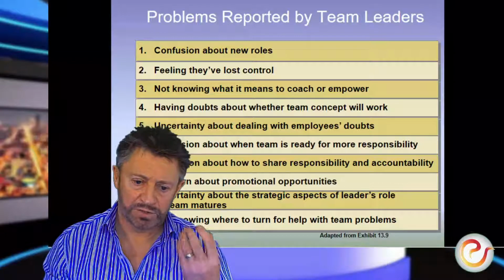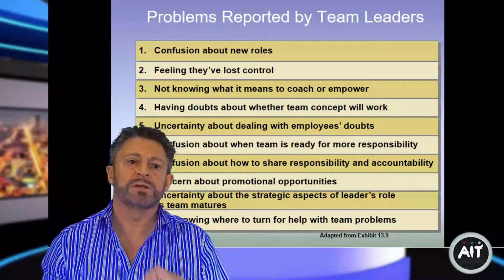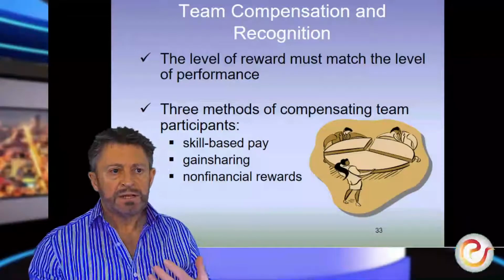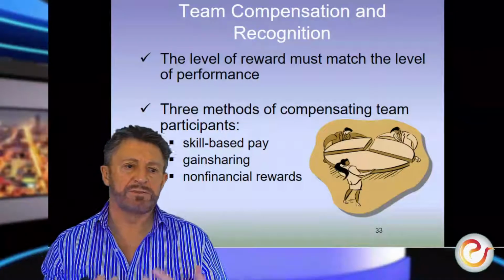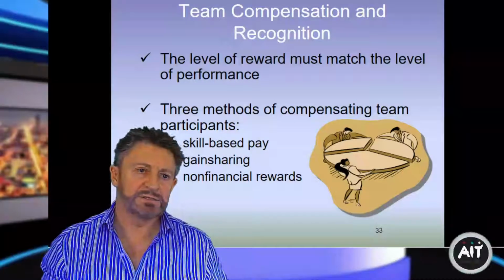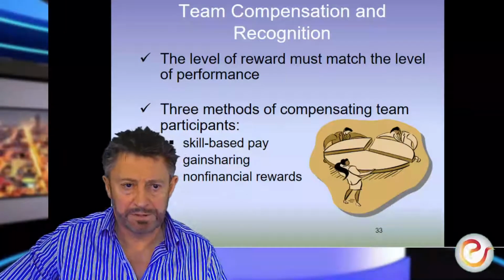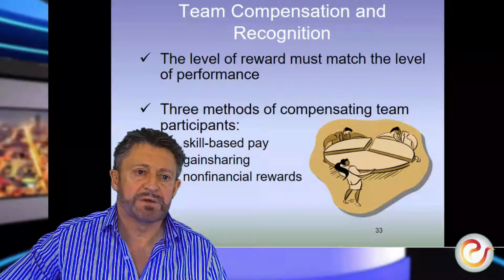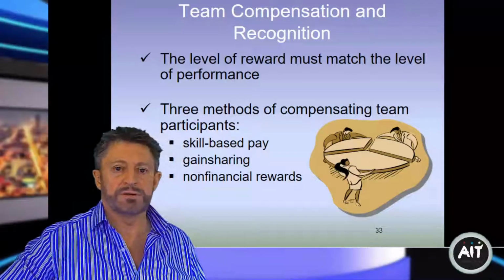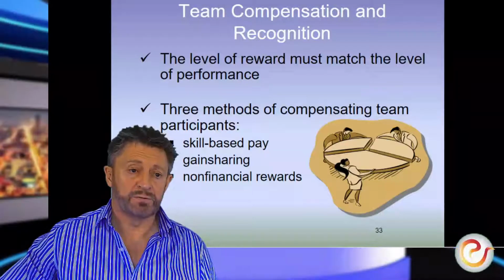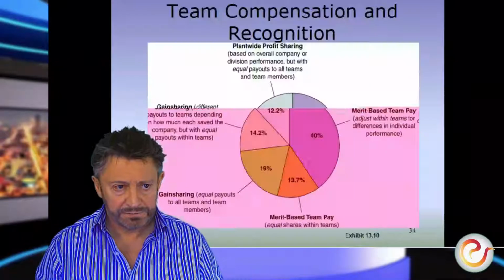So we can validate whether the team is working efficiently or not. So the team compensation and recognition, the final parts of these slides. The level of reward must match the level of performance. Absolutely. So the 3 methods of compensating team participants are skill-based pay, gain sharing, and non-financial rewards. So let's have a look at these.